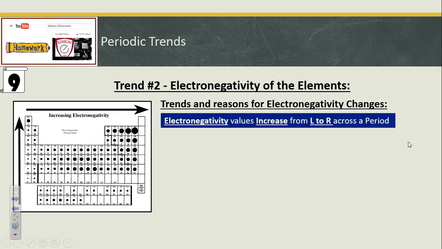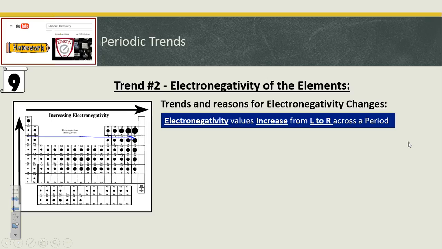Electronegativity value. Well, electronegativity is how hard an atom's nucleus pulls on electrons from another different element. Okay, so electronegativity values increase from left to right across a period. You can see here in our graphic. They're getting steadily bigger and bigger and bigger as you go to the right.